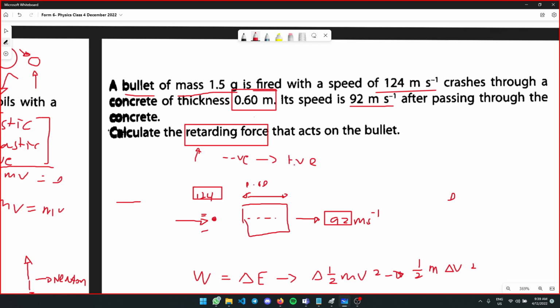If the retarding force is impulse, then it's J equals to Ft, mv minus mu. That one, right? J equals to mv minus mu over t. Oh, retarding force means impulsive force.